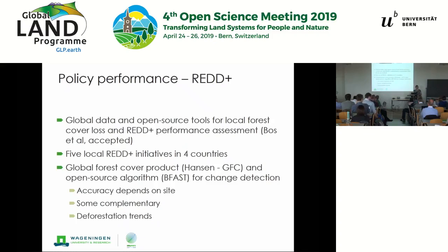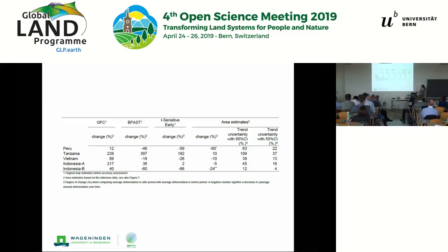There's some complementarity. You can actually combine the 2 products, and that might increase your accuracies somehow. But especially interesting is that you sometimes get very different deforestation trends, because you're interested in the percentage change between your before and after period. Here you see the trend for Hansen, and here for BFAST. You see that these can change quite a lot, so it really matters which products you use, whether you can say whether your interventions worked or not.